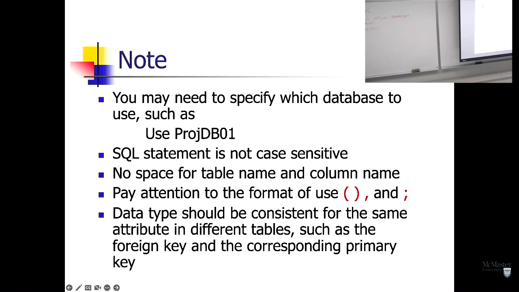And so here are some notes when creating your tables. For example, SQL statement is not case sensitive. No space for table name and column name. So for example, if you have product ID as your column name, just be careful not to have a space in the names. You can connect them with, for example, an underscore. Pay attention to the format of used parentheses. Data type should be consistent for the same attribute in different tables, such as the foreign key and corresponding primary key. What does this mean?